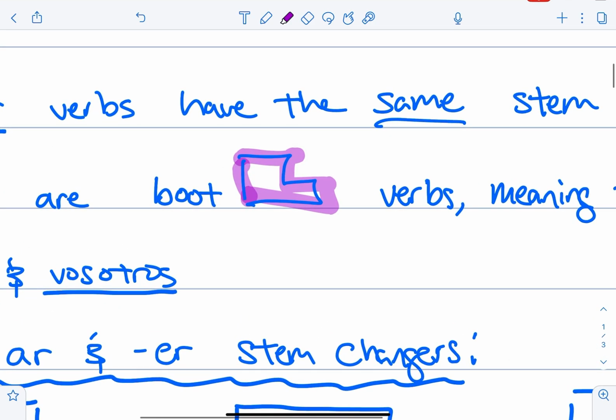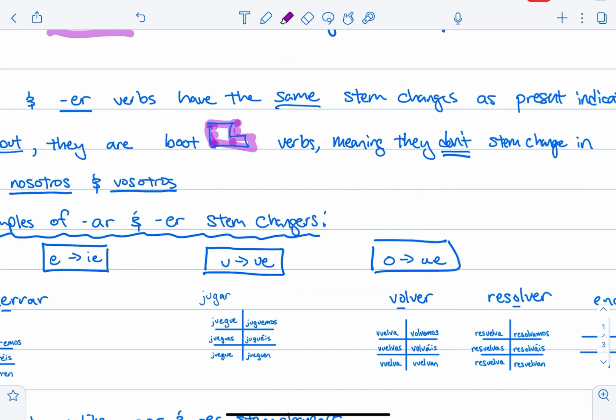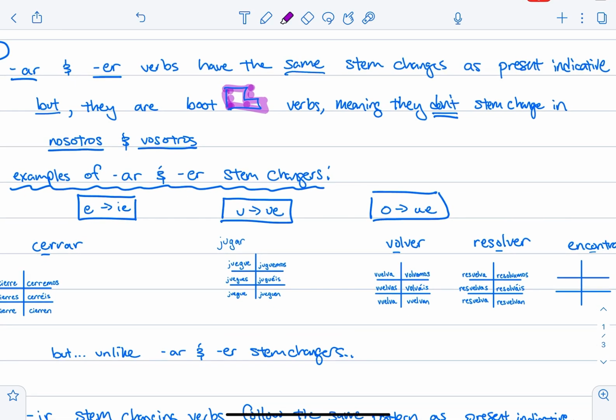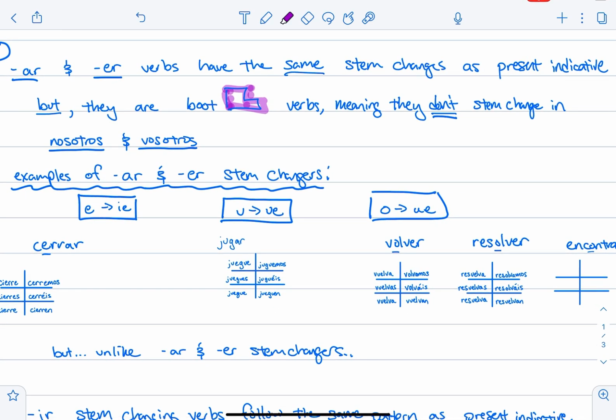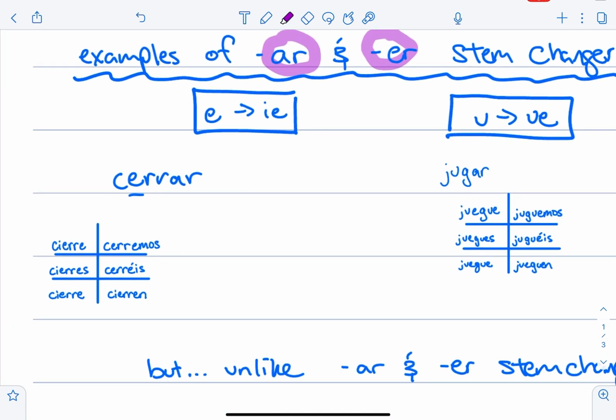You remember the shape where we have the yo, tú, usted, él, ella, and the ellos, ellas, ustedes form inside of the boot, and the nosotros and vosotros outside, meaning they don't stem change in nosotros and vosotros. So here are some examples of some AR and ER stem changers.